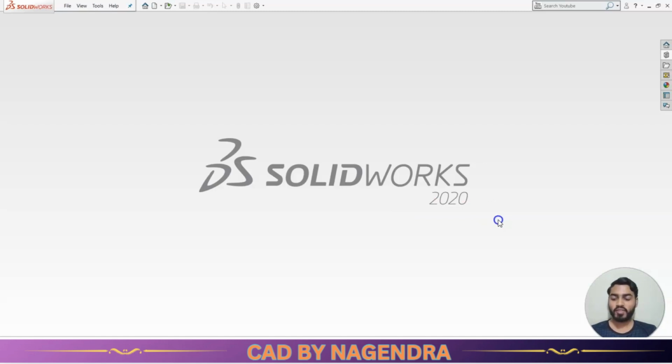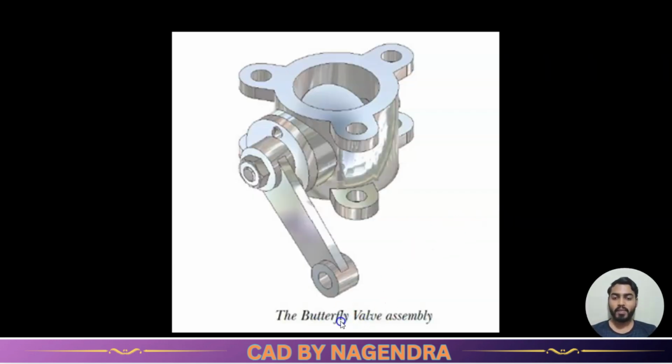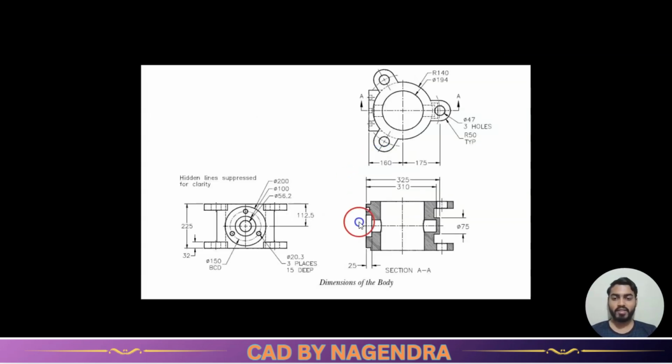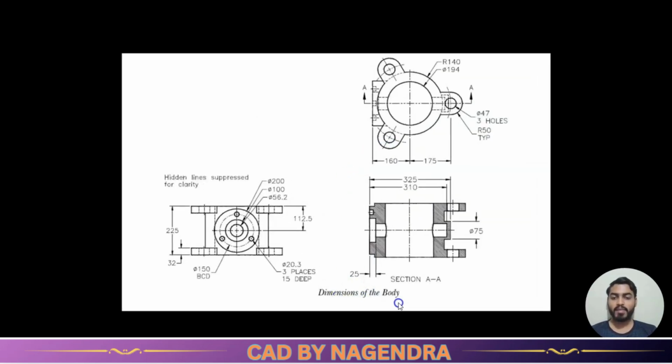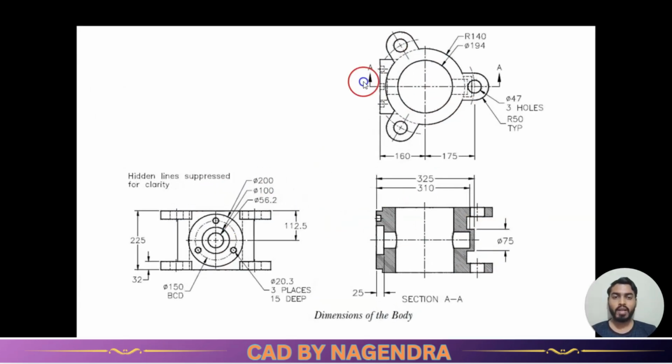So in this tutorial we are going to create this butterfly valve assembly part designs along with the assembly design in SolidWorks. First we'll start with this first part. Here are the dimensions of the body. For this body we have one top view, a sectional front view, and a side view. Now let's create this first body part.